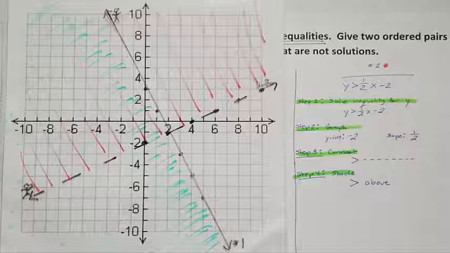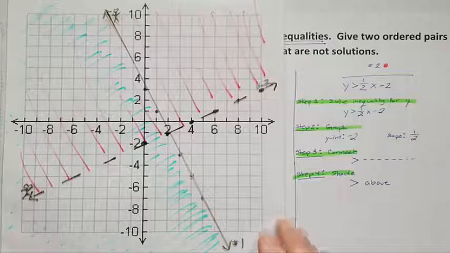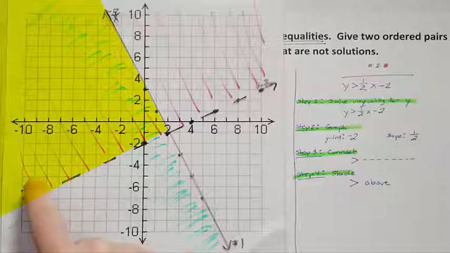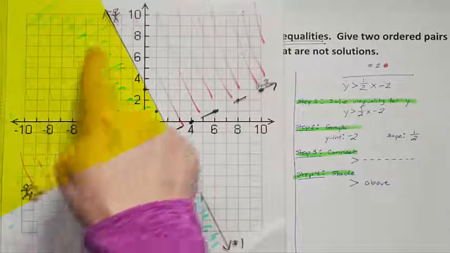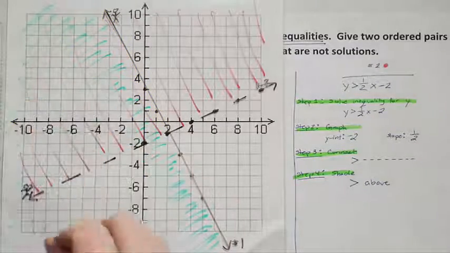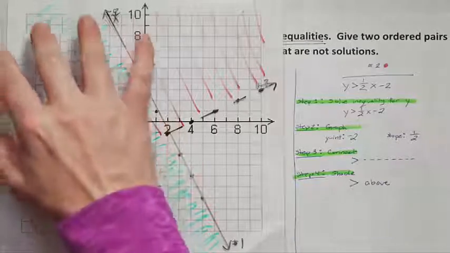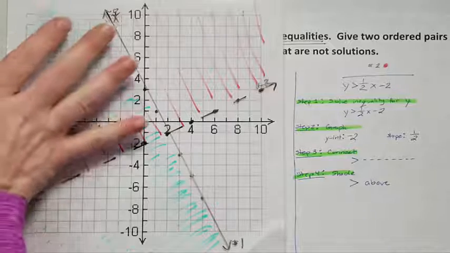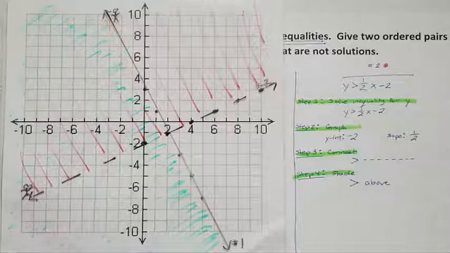We're looking at the system. Now the solution to the system is where both shadings will always be. I can see that I have both red and green shadings all over here. So any point that is in both the red and the green at the same exact time is going to be an answer. So everything up in this area is going to be our answer.